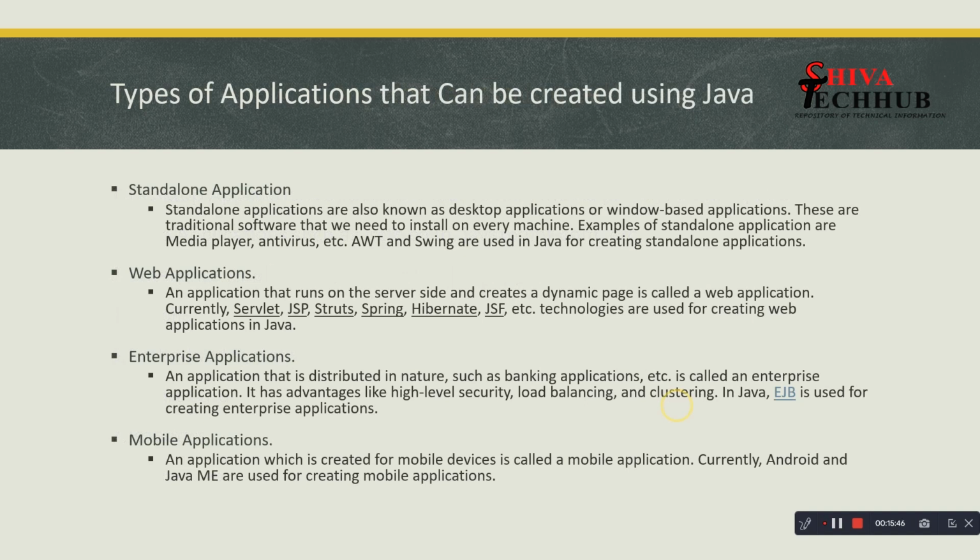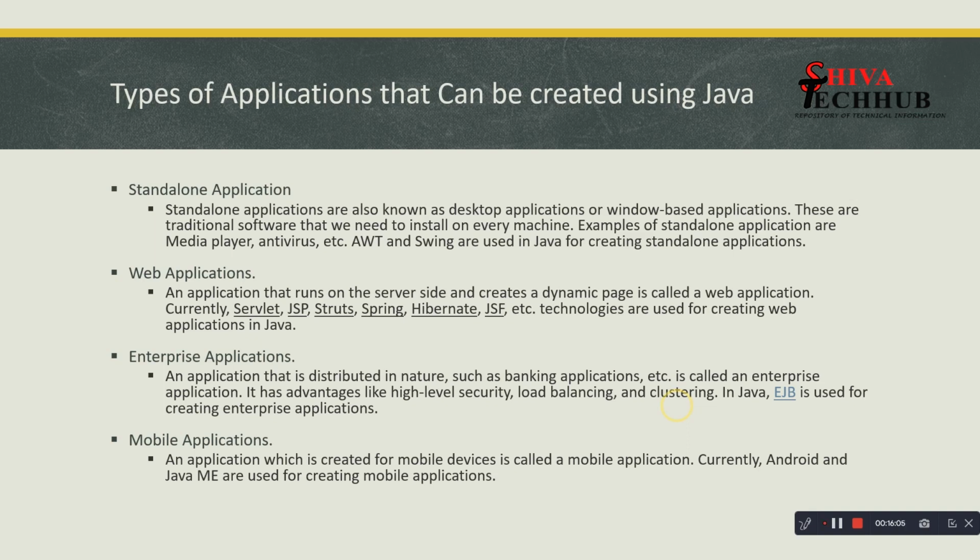So next, what are the different types of applications that can be created using Java? So that is what we had in the last slide. Let us get into the details. What are those types of applications? Standalone, web application, enterprise application, mobile applications.